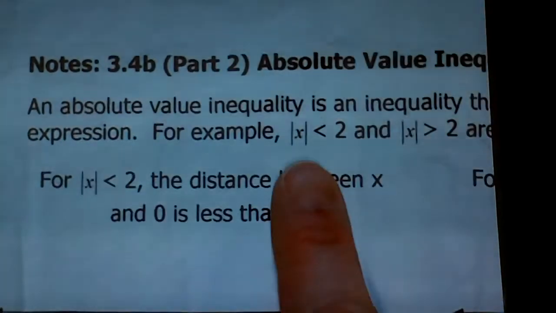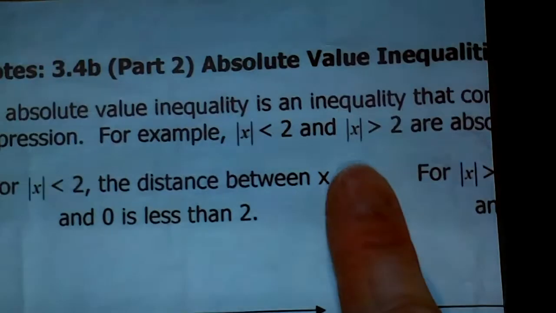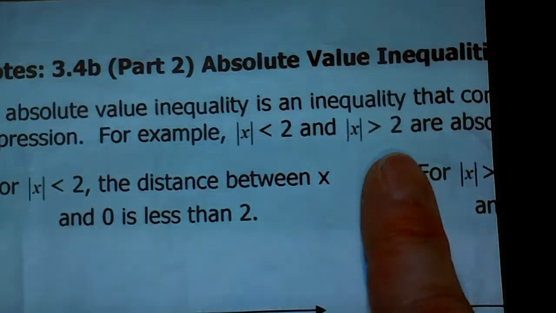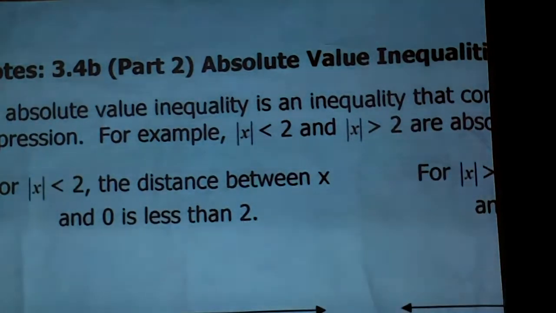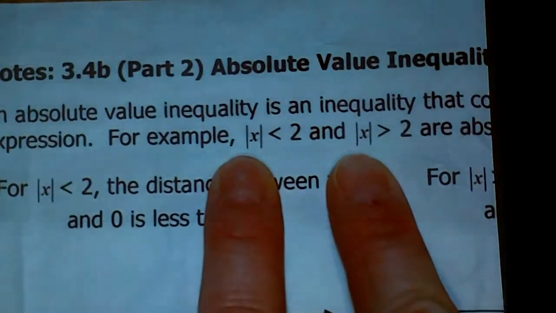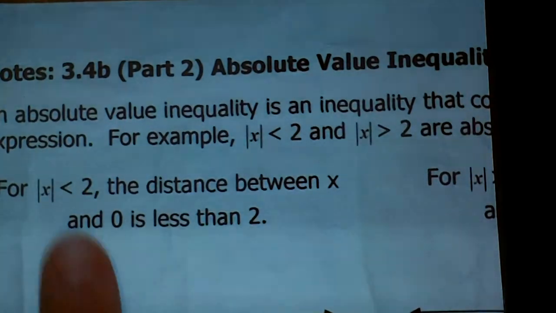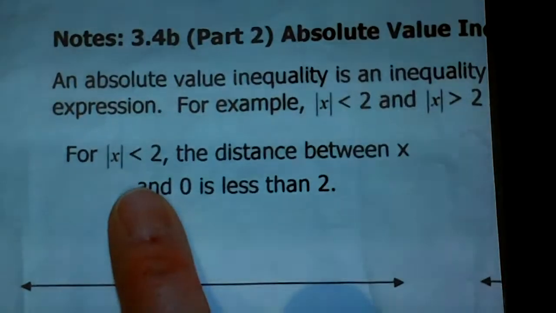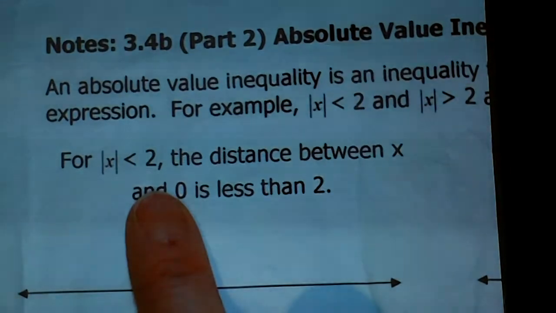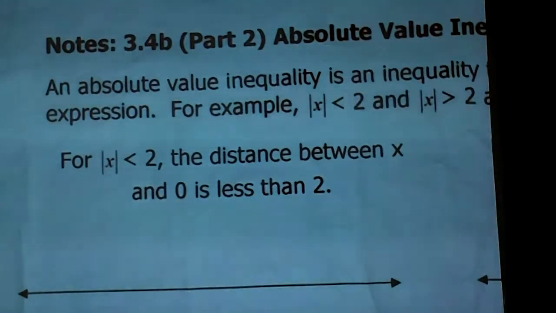For example, the absolute value of x is greater than 2, and the absolute value of x is less than 2. Those are absolute value inequalities because there's an absolute value symbol in the statement. It's as easy as that to identify it. So if we're saying that the absolute value of x is less than 2, that means that the distance between x and 0 is less than 2. There are actually two numbers that are 2 away from 0.